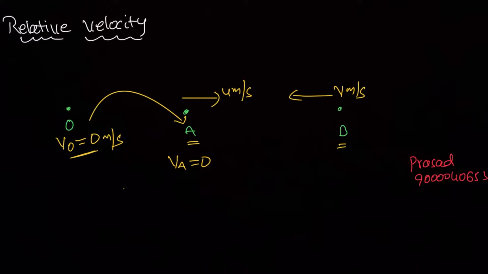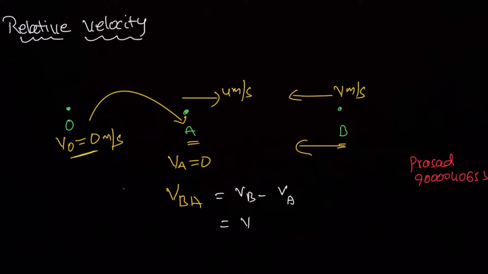Now he observed the B body, so it is approaching A. So now he observed velocity of B with respect to A, that is VBA. VBA is nothing but velocity of B as observed from A. So VBA is VB minus VA. Velocity of B is v meter per second.